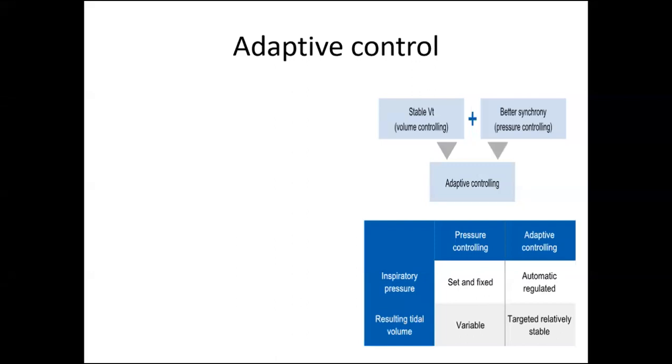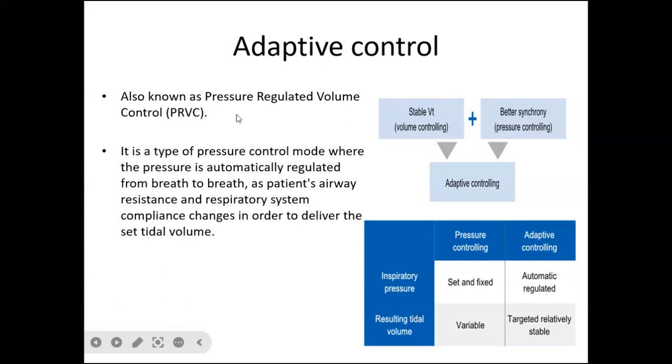In adaptive controlling, you're not going to set the pressure. You're going to set the volume, but based on the volume delivered, the ventilator will adapt the pressure. It keeps on changing the pressure to get the set tidal volume. We'll see how it's going to be. This is called PRVC mode. This is the common name for PRVC, but it can be different in different ventilators. But the market name is the PRVC mode.